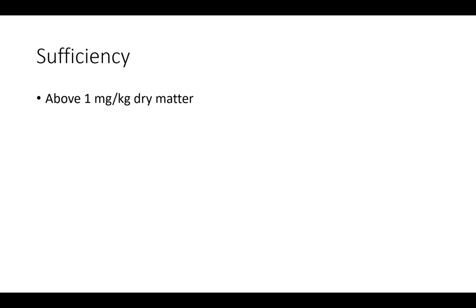Sufficiency. Sufficiency is above 1 milligram per kilogram dry matter. That's 1 part per million, which really means you do not need a whole lot of molybdenum in order to be able to look at dry matter production.